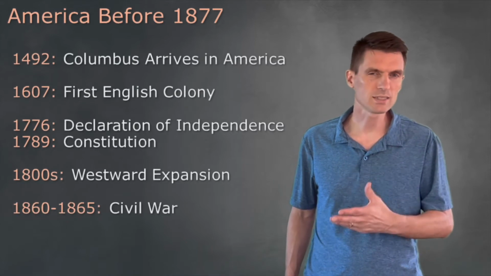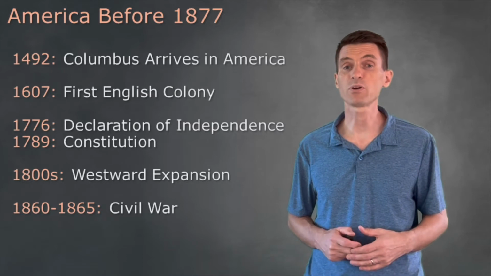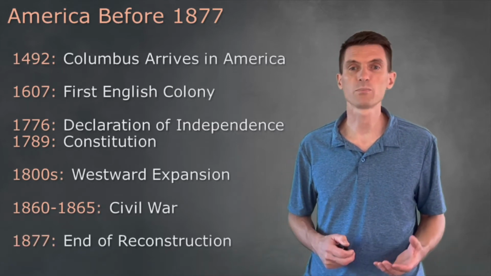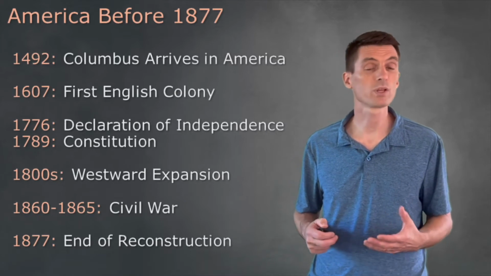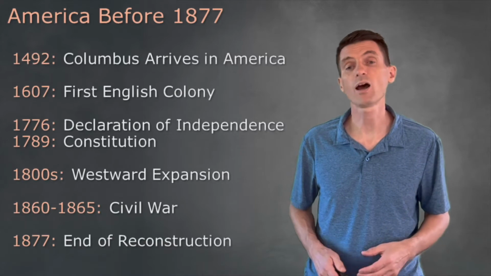In the 1860s, the nation went through its greatest test when 11 southern states tried to separate and make a new country. They failed, of course, and the period of time after the war, called Reconstruction, ended in 1877, which is where we're going to start our class. We broke down this introductory unit into 4 lessons.